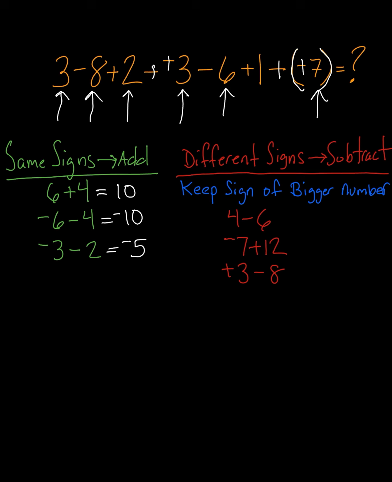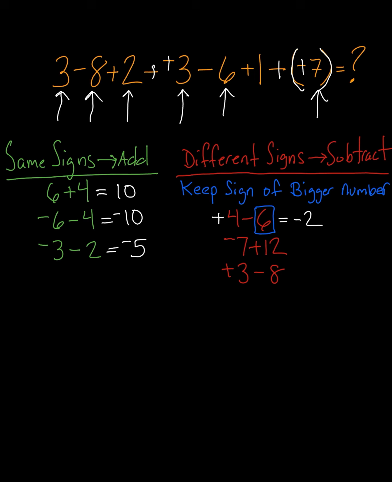Now, when numbers are different signs, like the red column, we subtract the numbers. So looking at the first one, I have a positive 4. Again, that's a positive number, and a minus 6. These are different signs. So I subtract 6 and 4, I get 2. Now, in the blue, it says keep sign of the bigger number. The bigger number is 6 in this case, right? So you look at the sign of 6. Sign of 6 is negative, so your answer is negative 2.